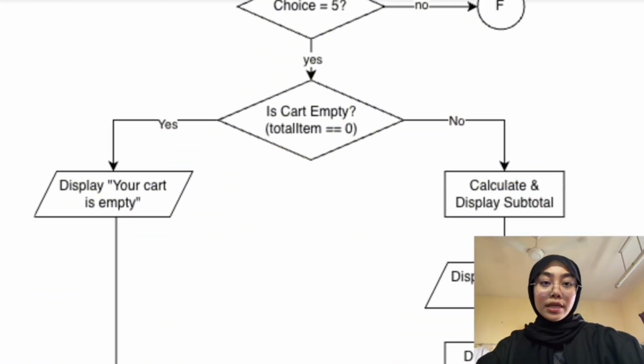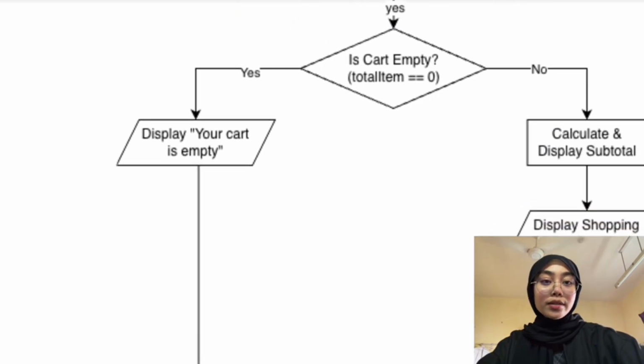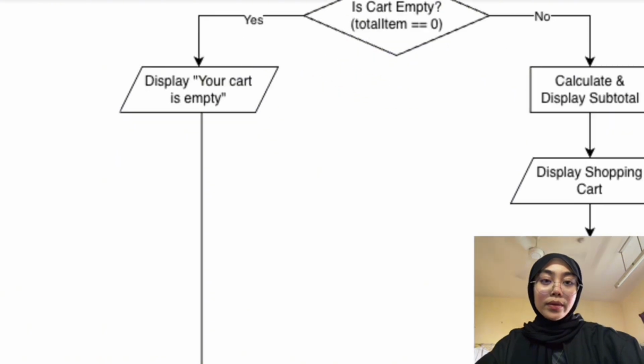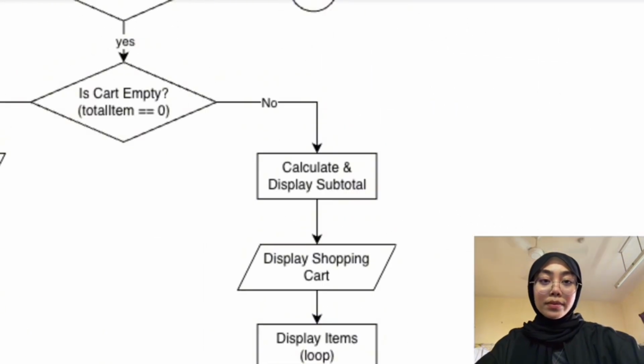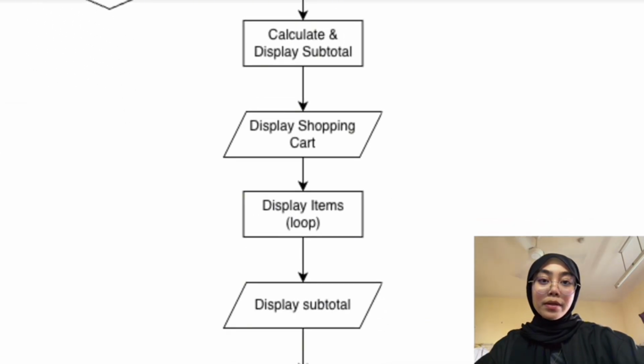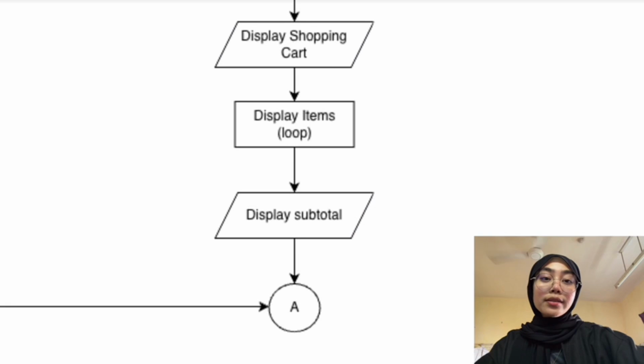The system first checks whether the cart is empty. If the cart is empty, the system will display "your cart is empty." Then it will return to the main menu through connector A. If the cart is not empty, the system will calculate and display the subtotal. After that, the system displays the shopping cart, the items, and the subtotal. Then it will return to the main menu through connector A.